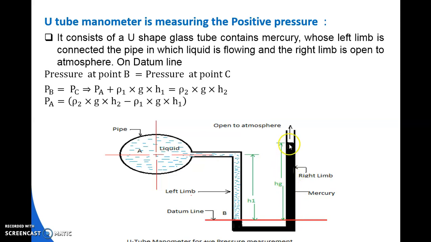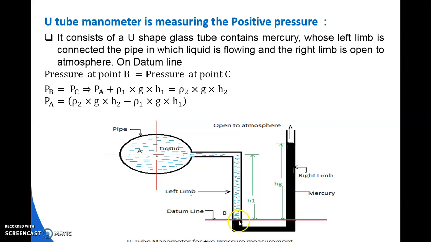The total height of mercury in the right limb is Hg, or H2. The rise of liquid in the left limb is H1. Rho is the density of the liquid. Rho 1 is the density of the liquid in the pipe. Rho 2 is the density of mercury in the right limb.